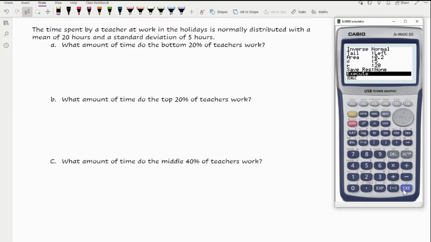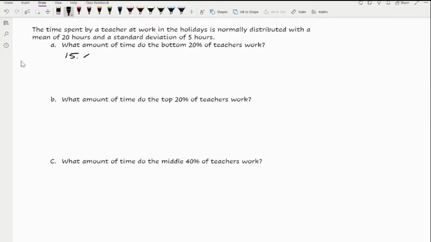And I want to go down to, of course, where it says execute. And in this case here, it tells me I've got an inverse normal distribution of 15.8. So in the context of this question, the amount of time the bottom 20% of teachers work is 15.8 hours.